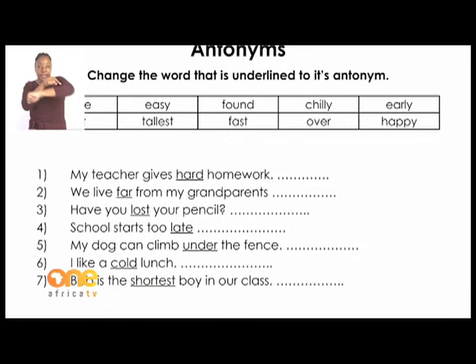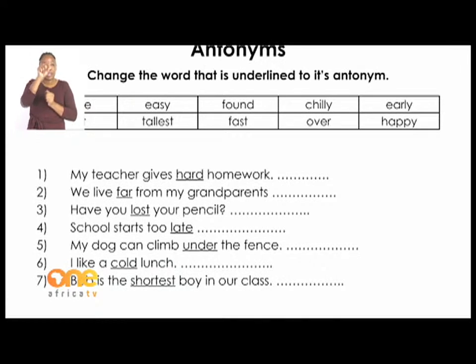Let's look at number 1. Number 1 says, my teacher gives hard homework. I hope your teacher does not give you hard homework. Let's take a look at our table. We have so many words there, but I think the answer is easy. So the opposite of hard is easy. So you can please write the word easy in the space provided. I would like you to also cross out that word easy so that you don't use it again.